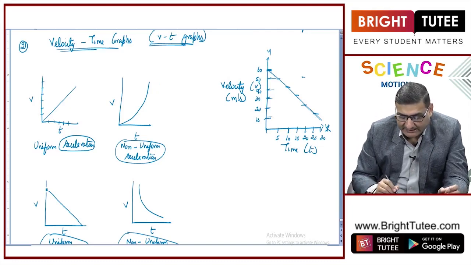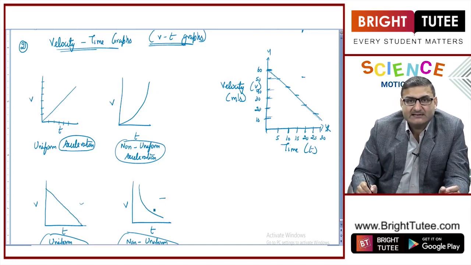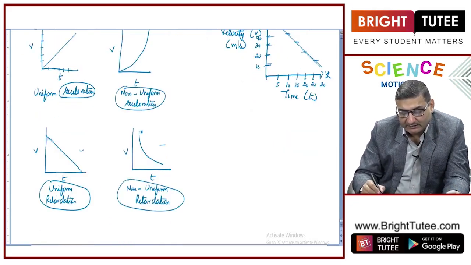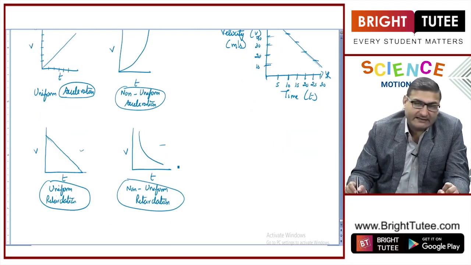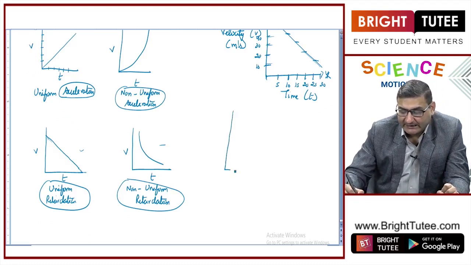Similarly, if the lines are going downward, in these two cases, we say that it is retardation. It is negative acceleration because the velocity is decreasing. Now, if it is a straight line, it is uniform retardation, and if it is a curve, it is non-uniform retardation. Got it? Very importantly, again one more thing, VT graph.